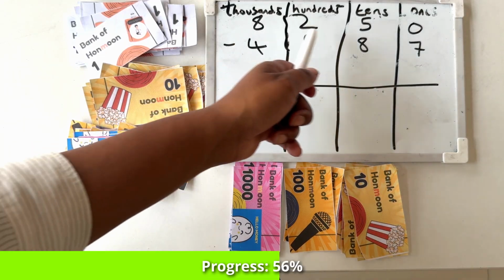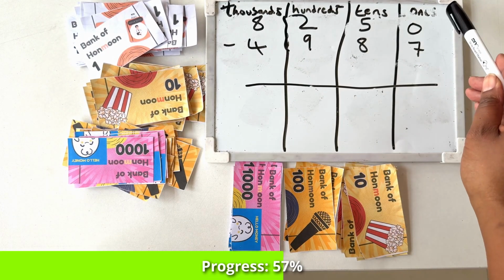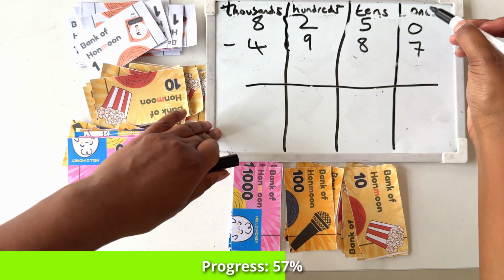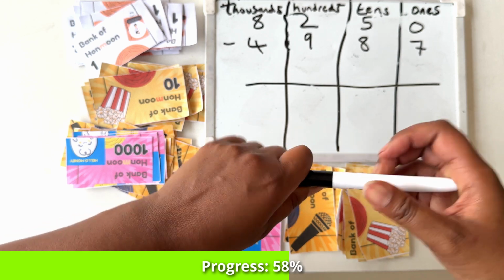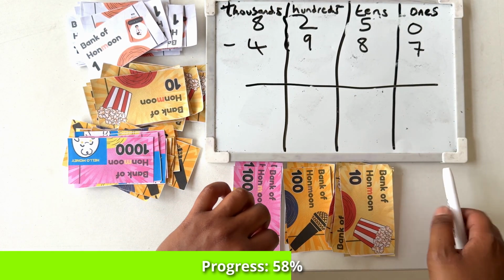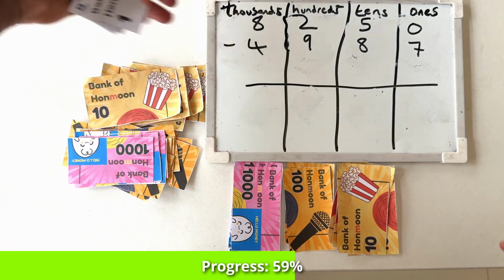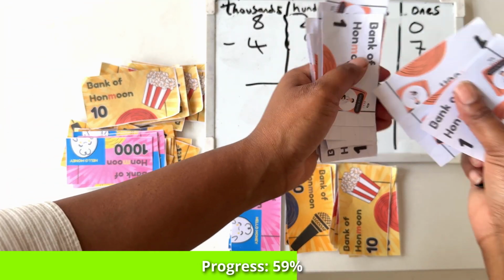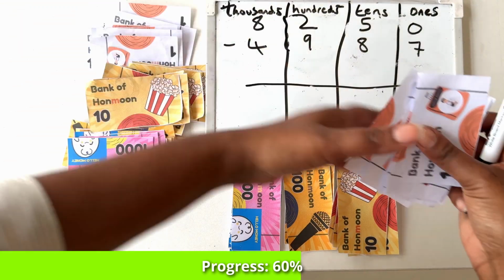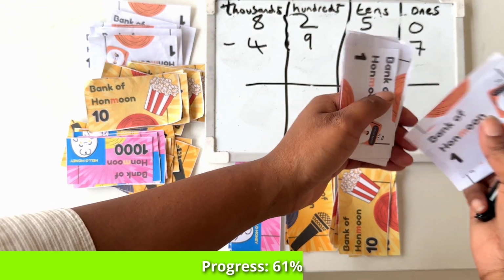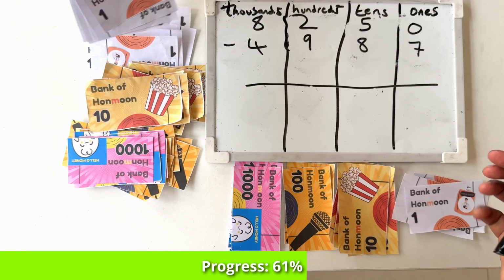So now let's look at 8,250 minus 4,987. We have a 0 in the ones place, so we need to take from the tens place. So 1 10 is 10 ones. 1, 2, 3, 4, 5, 6, 7, 8, 9, 10. Now we can take away the 7. 1, 2, 3, 4, 5, 6, 7. That leaves us with 3.